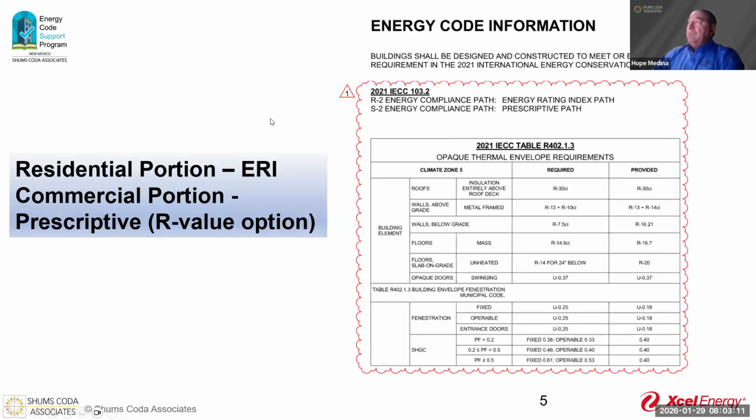Here you can see another one where it tells us that we have a multi-use building here. We're going to do the residential portion to the ERI and the commercial portion to the prescriptive R-value method. Lets us know what we're looking for as far as our required continuous insulation and what's provided for the roofs, for the walls, the floors. Again, without this information, as an inspector, we wouldn't know what we were looking for.